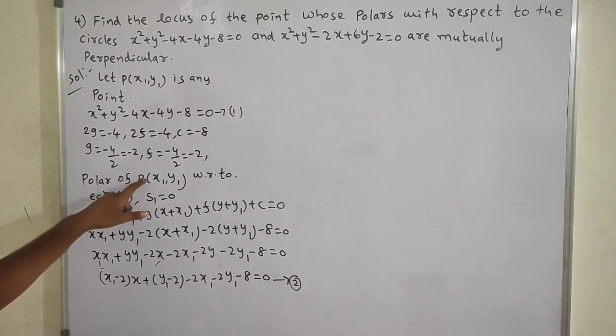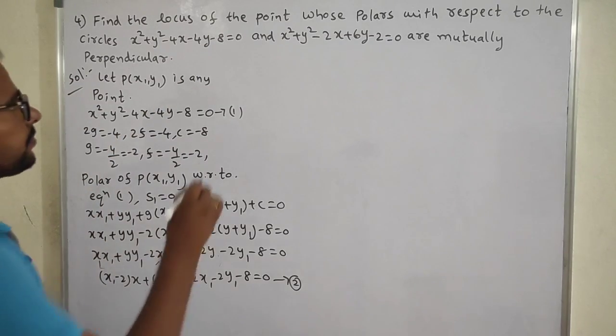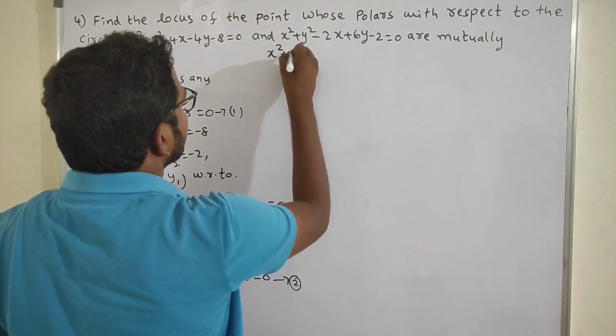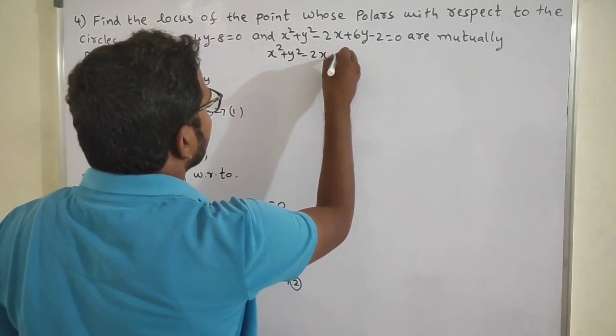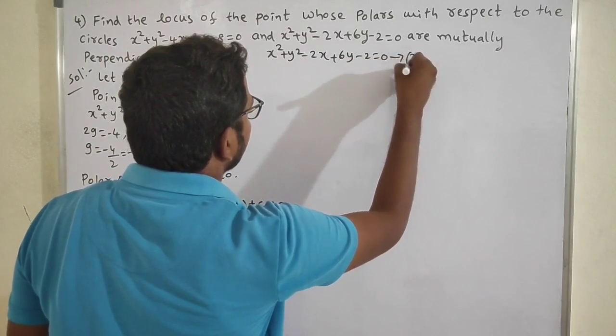This is the polar of P(x1, y1) with respect to the first circle. Now find it for the second circle. Okay? What is the second circle? x squared plus y squared minus 2x plus 6y minus 2 equals 0. Take it as equation number 3.